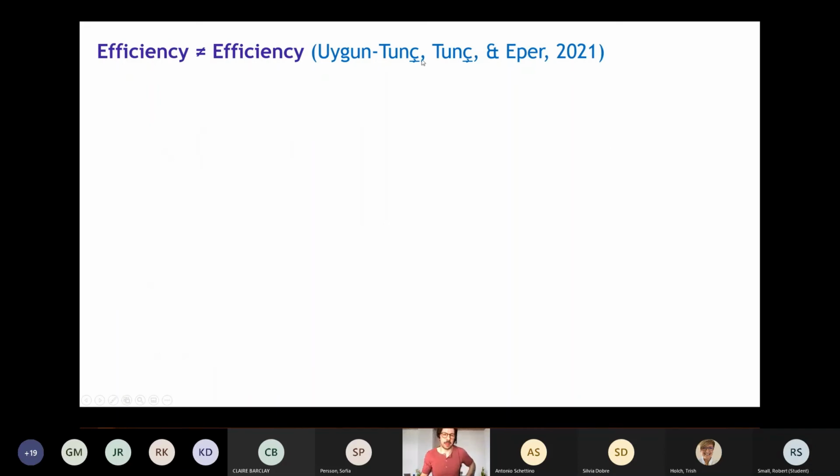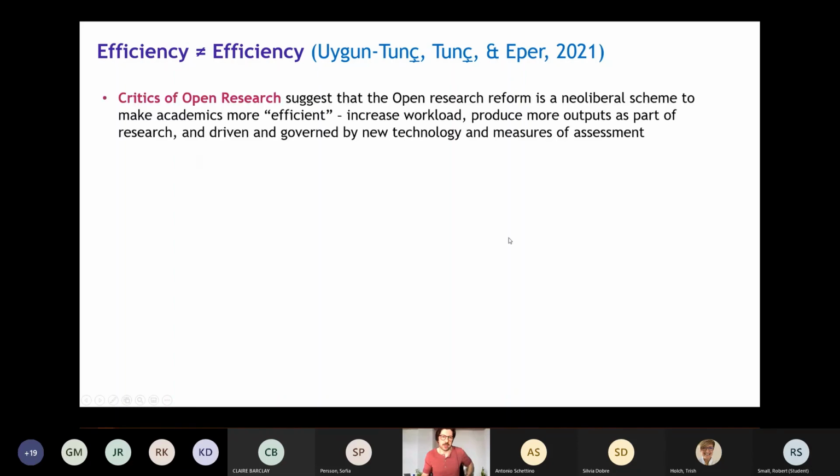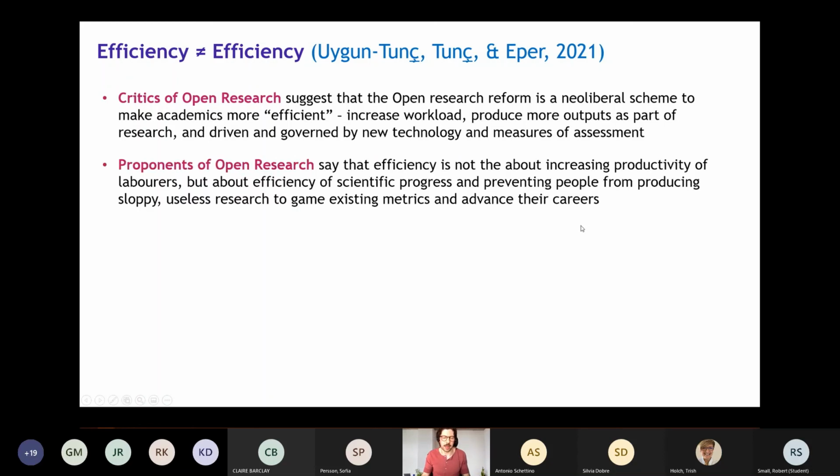And there's a nice paper by Eugen Tunch, a preprint recently. It says it's a fallacy to say that open research is neoliberal just because they both use the word efficiency. Critics of open research say that open research is this neoliberal scheme to make academics more efficient, that it's going to increase workload, get them to try and produce more as part of a piece of research, and it's governed by these new measures of assessment. And okay, well, you're not really describing open research itself there, you're describing academic capitalism. Efficiency in open research is about the efficiency of scientific progress, and not publishing a load of small, sloppy, useless papers for people to advance their careers instead.